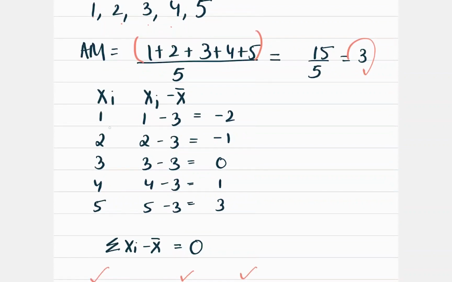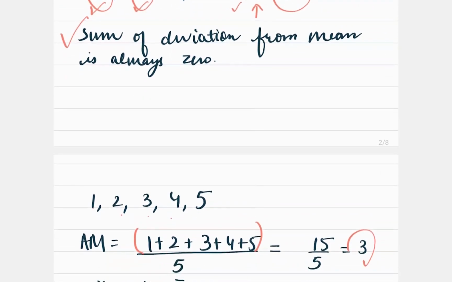So if I subtract the mean from each of the observations, I get -2, -1, 0, 1 and this will be 2. And if I add all of this, I get 0. Hence, we proved another important property of arithmetic mean, which is that the sum of deviations from the mean is always 0.